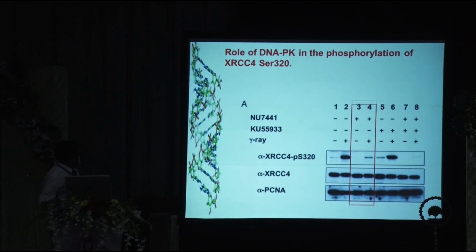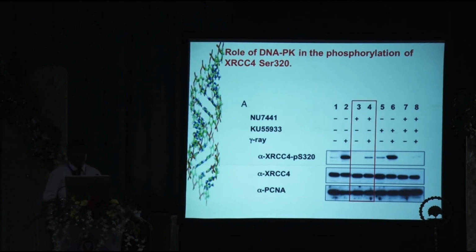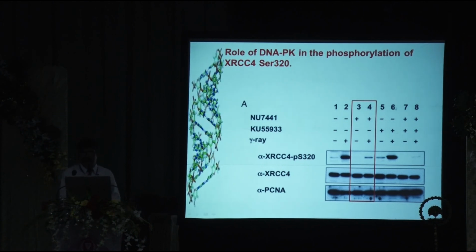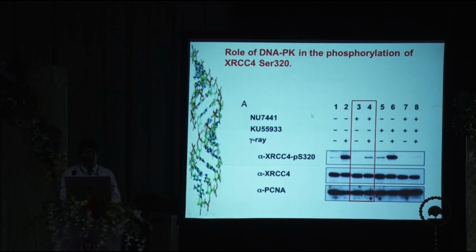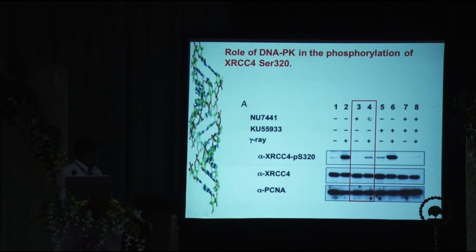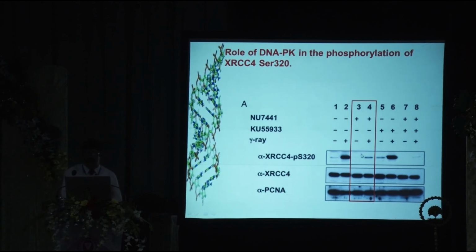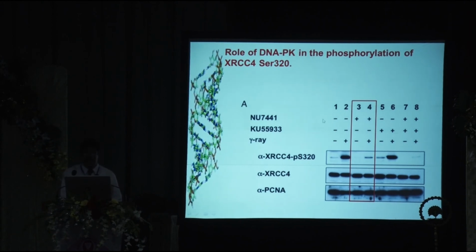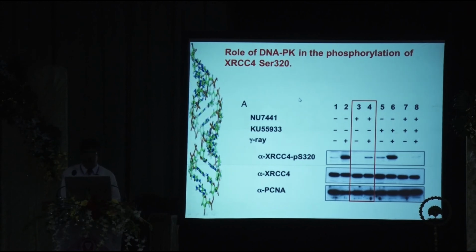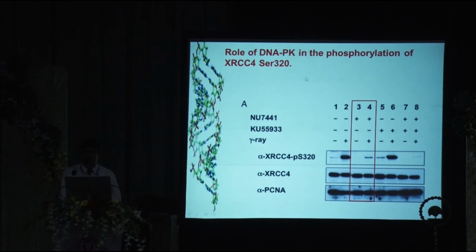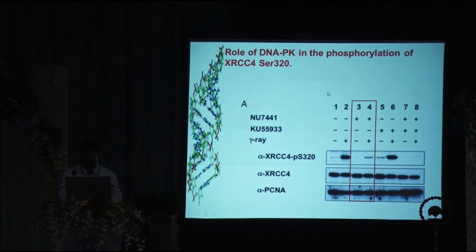Okay, so here we just want to know whether the DNA-PK enzyme is really important for this phosphorylation. As we can see in the panel here, we have used Nu7441 plus, okay, here. So it means that the phosphorylation signals at these sites were greatly diminished in the case of Nu7441 treatment, which is an inhibitor of DNA-PK. It means that this phosphorylation site is mediated by the DNA-PK enzyme.